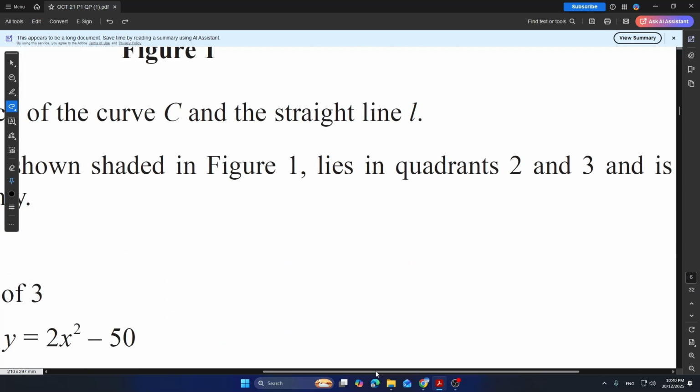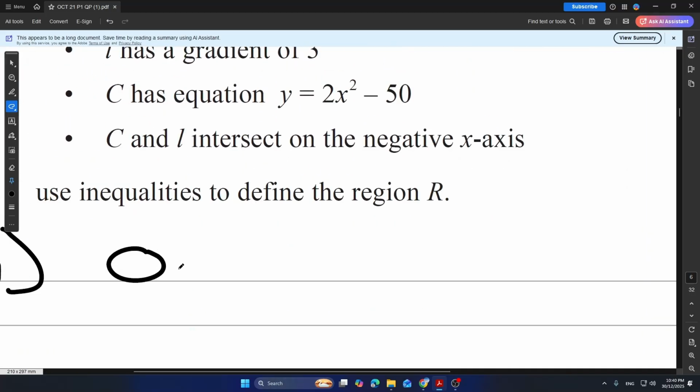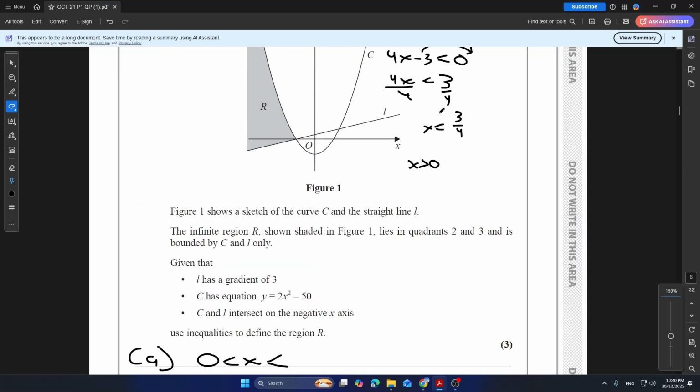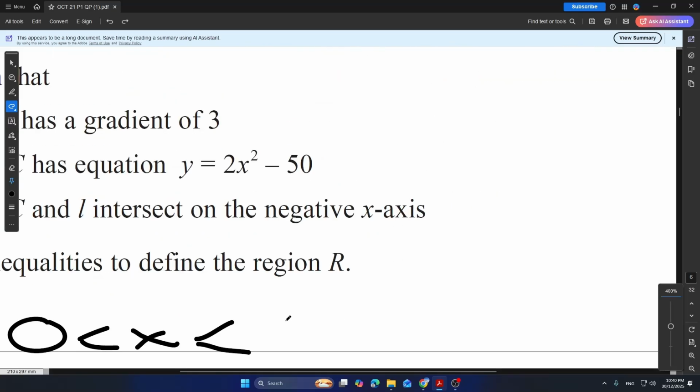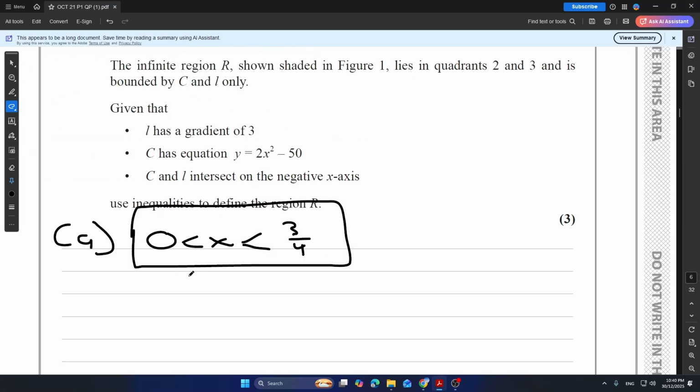So how will I write it? I'll write my answer as 0 less than x, so x is greater than 0, and x is less than, from the second part of the equation, x less than 3 over 4. And this is how we got our answer. I hope this is not too confusing, but this is our answer.